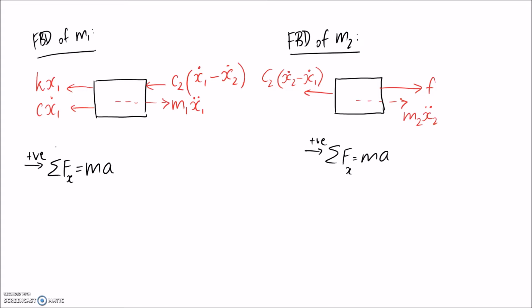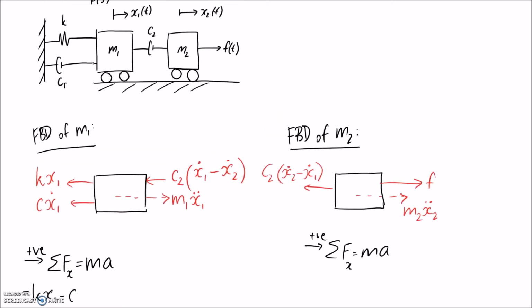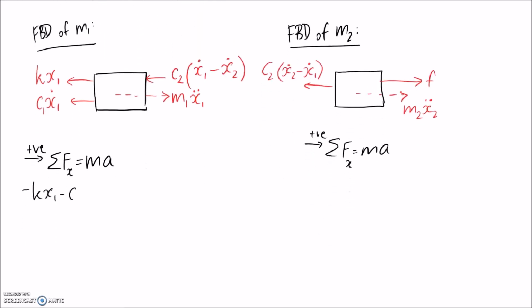So we're going to sum our forces in the x direction, and I'm going to treat to the right as the positive direction. The way I've drawn it, all the solid lines for the arrows relate to the left-hand side of the equation, all the dotted lines relate to the right-hand side. So let's go ahead and sum it. We're going to have negative k x1, negative c1 x1 dot, negative c2. Okay, so they're all in the negative direction, and this one's in the positive direction on the other side.